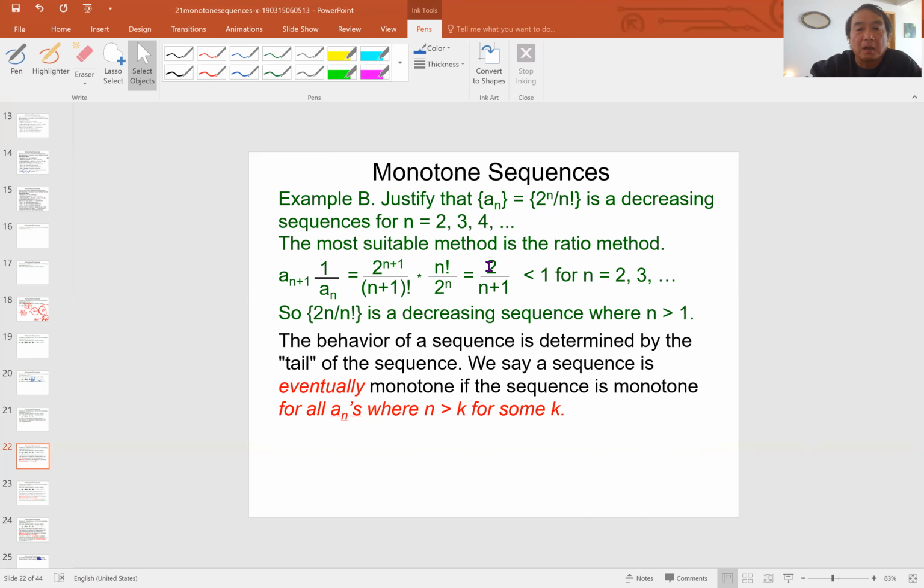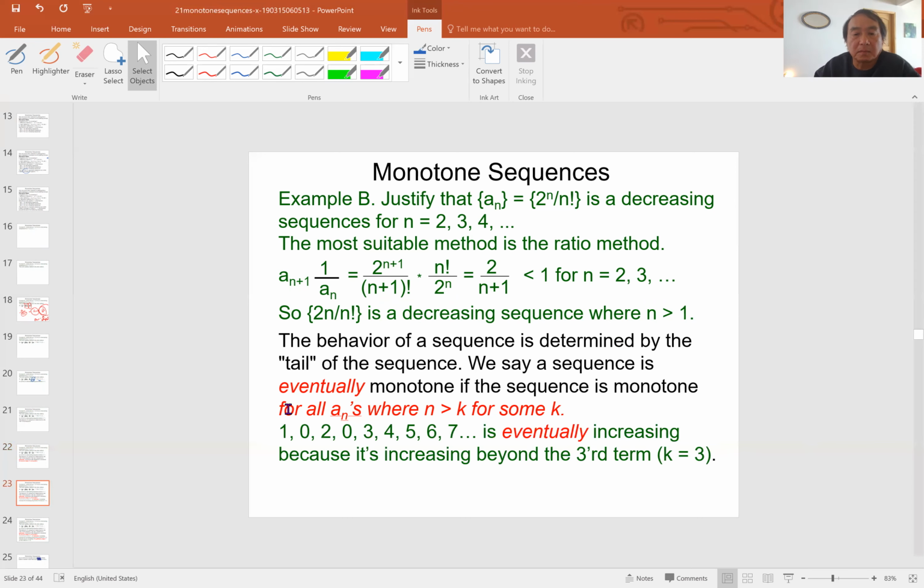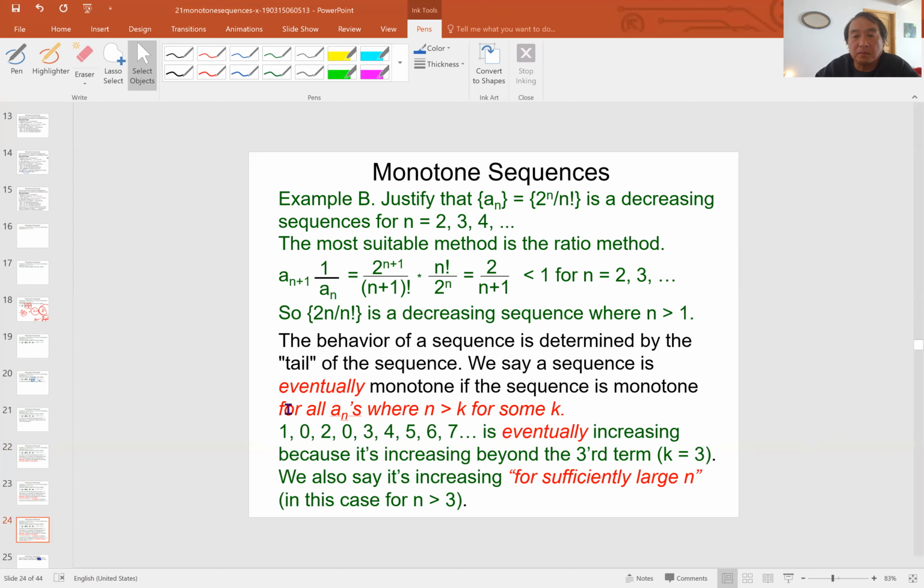Okay, and so for instance, this is eventually increasing. So we say for sufficiently large n, this sequence is increasing. And in this case, we're talking about beyond the third term, beyond the third point, then the sequence is monotone increasing.